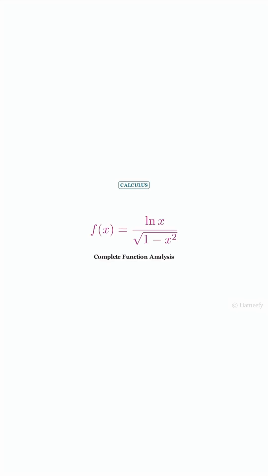Let's fully analyze the function f of x equals the natural logarithm of x over the square root of 1 minus x squared. We will find the domain, discontinuities, asymptotes, monotonicity, extrema, concavity, and the inflection point.